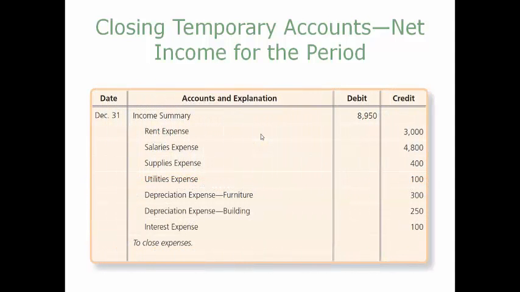We go to the next one, and I don't know why the expenses ones didn't show, but there's an expense one as well. And oh yeah, here it is. And here's the expense closing. So what we've done is we've credited all of these expenses, and we've debited income summary for that amount. Debited $8,950, and all these expenses were credited to close those accounts.